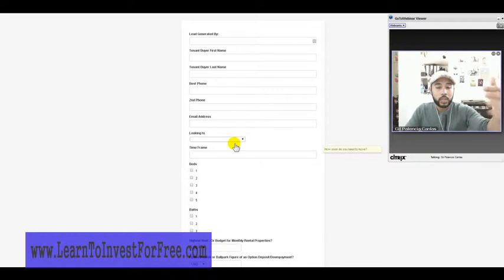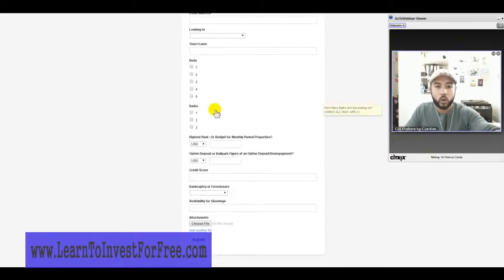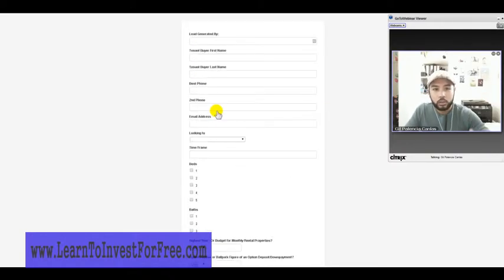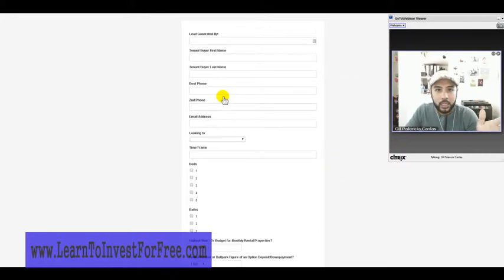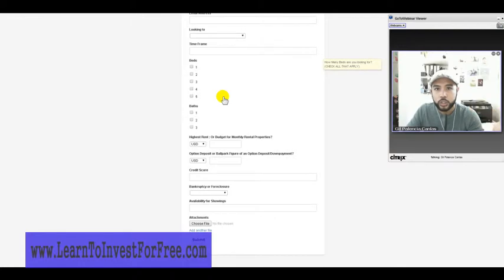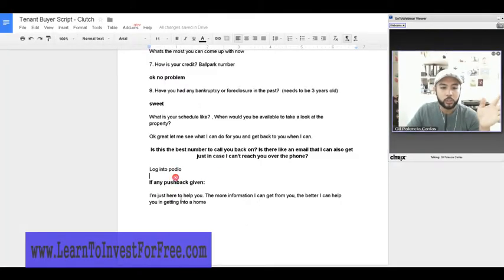So really, our team has this form open in front of them, and they'll go through the conversation. And if you notice, the questions are arranged in a sequence that makes sense. It flows. It starts with the easy peasy questions before it goes into the ones that are a little bit more technical or have to deal with some numbers or sensitive information, right? If there's any pushback that you get during the call, I'm just here to help you. The more information that I can get from you, the better I can help you get into a home.